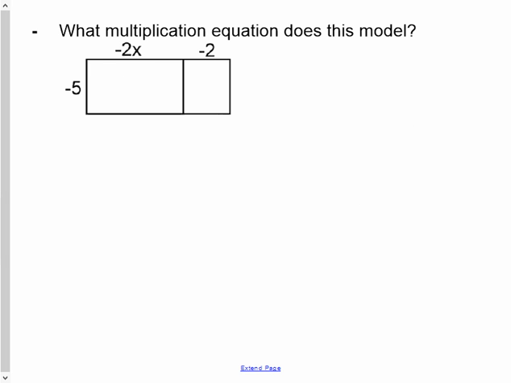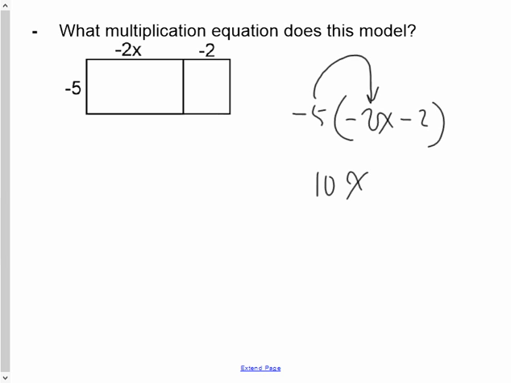What multiplication equation is this model? Negative 5 multiplied by negative 2x minus 2. And when I think about what this first one would be, negative 5 times negative 2 is positive 10. X remains by itself. And a negative 5 times a negative 2 is a positive 10, so the solution would be 10x plus 10.